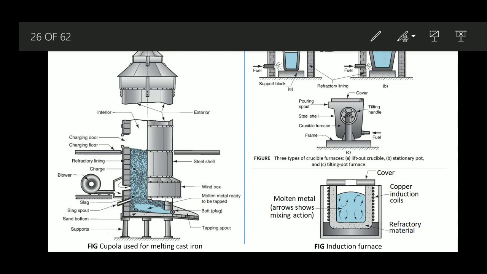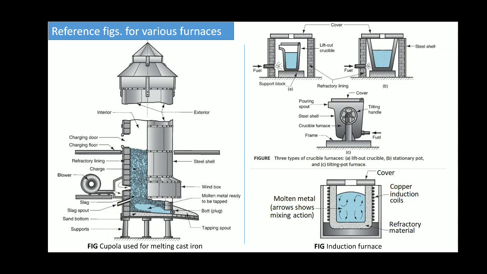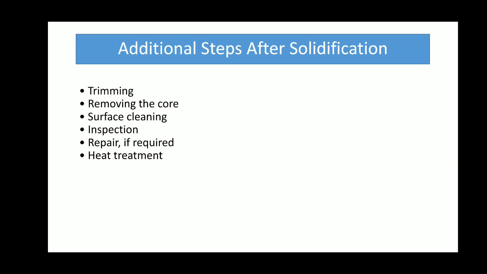So this is basically about the various types of furnaces and the means to melt the metal, raw material to its molten form. Next, once we have already discussed the first step, which is melting the metal, then we pour it and let it solidify. After that, depending on whether it is an expendable mold process or a permanent mold process, we either break the mold to take out the cast, or we just open it so as to take out the cast.